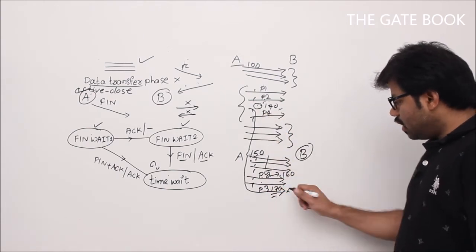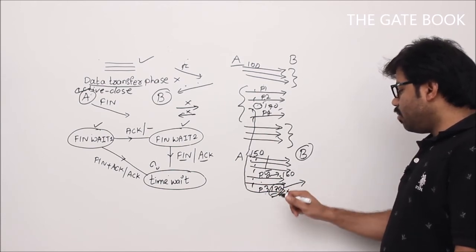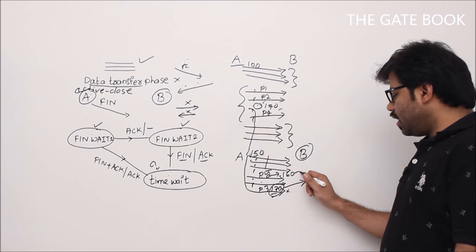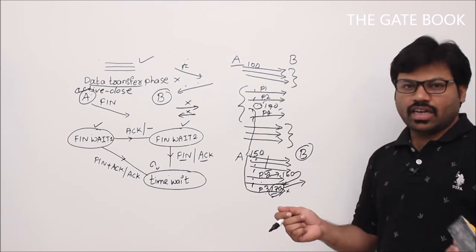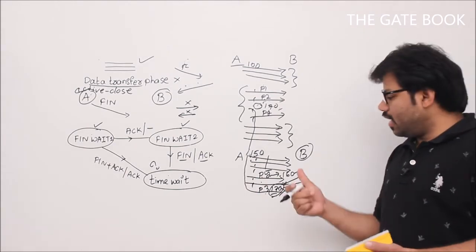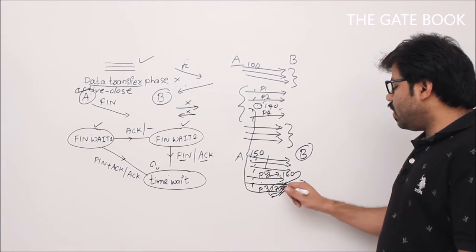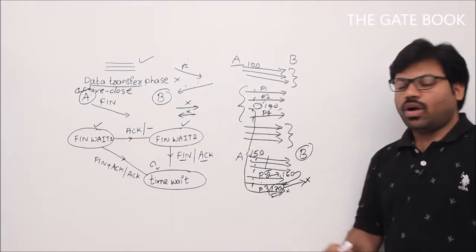Sometimes what happens is, this 170 will cheat B. P3 says, see my dear B, my sequence number is after 160, I am also a valid packet, but it is not valid. But all the values it is carrying match with this connection's sequence numbers. So immediately B will take it. That is a mistake. How to avoid that?